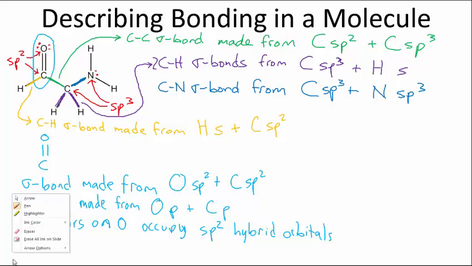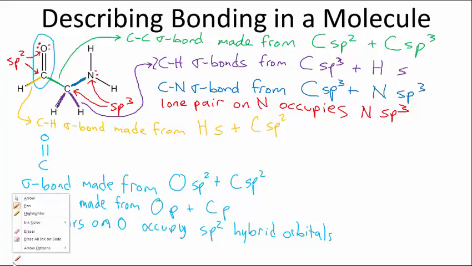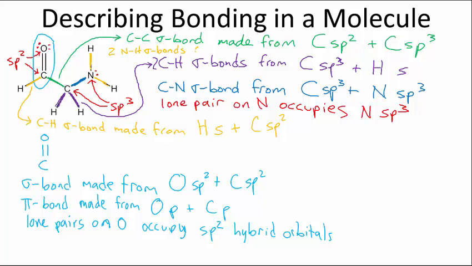All right, we've got the lone pair on nitrogen. What kind of orbital does that live in? An sp3. And then we have the last two sigma bonds over there, those NH sigma bonds. Those would be from nitrogen sp3 orbitals and hydrogen 1s orbitals.